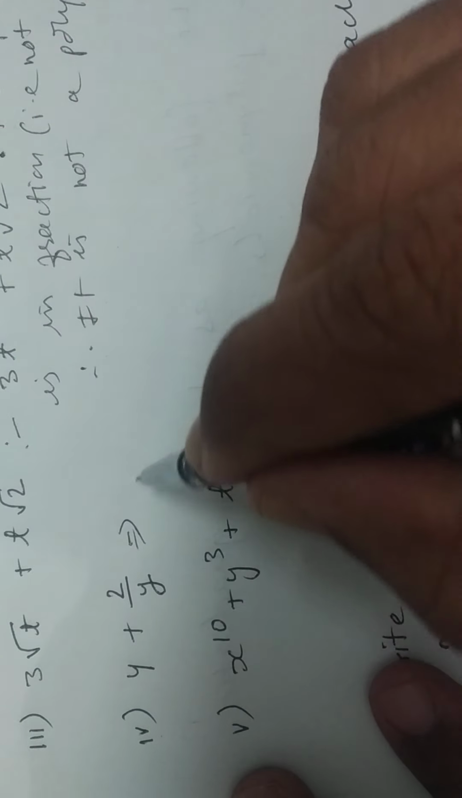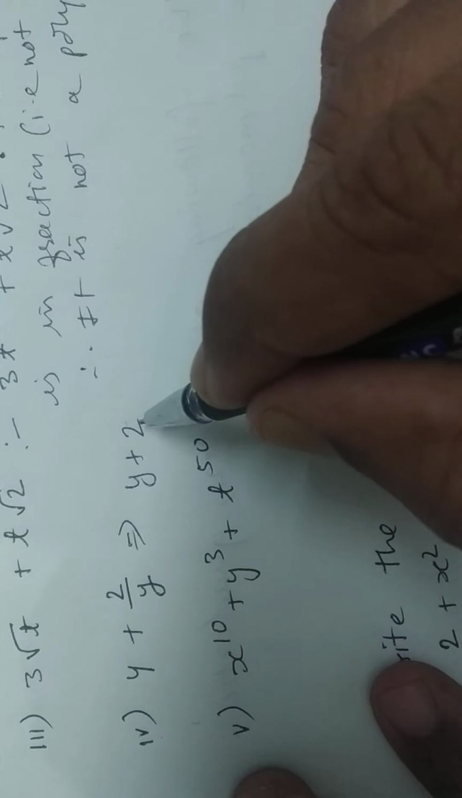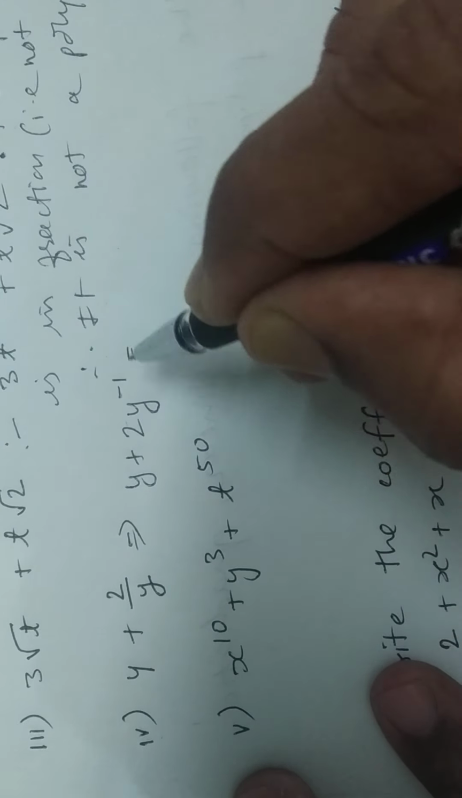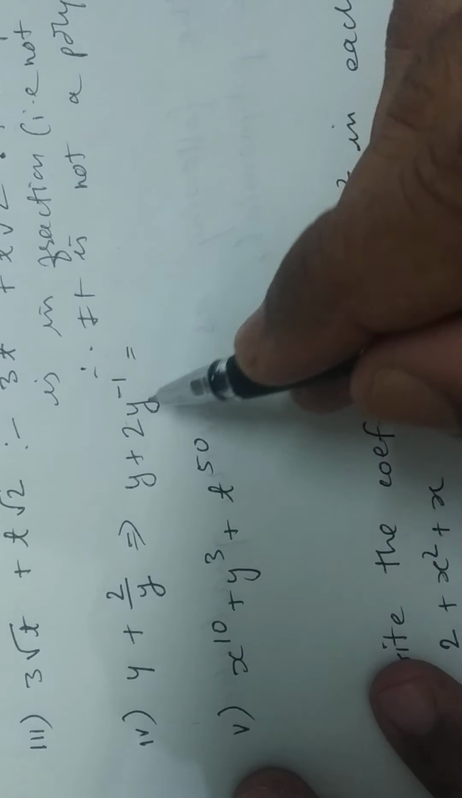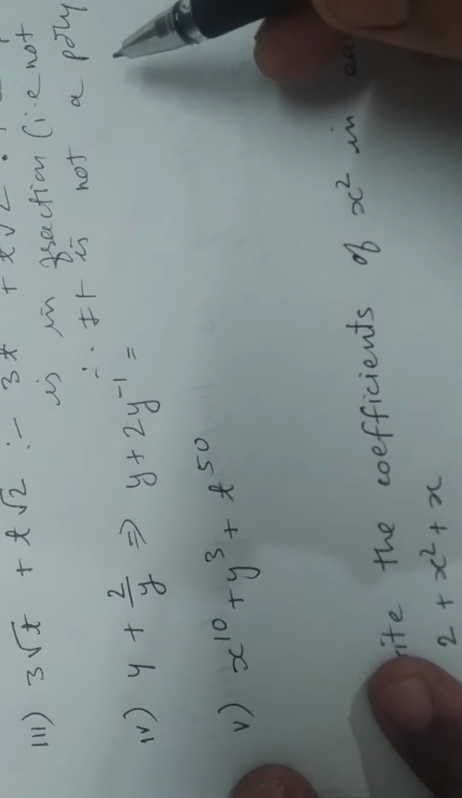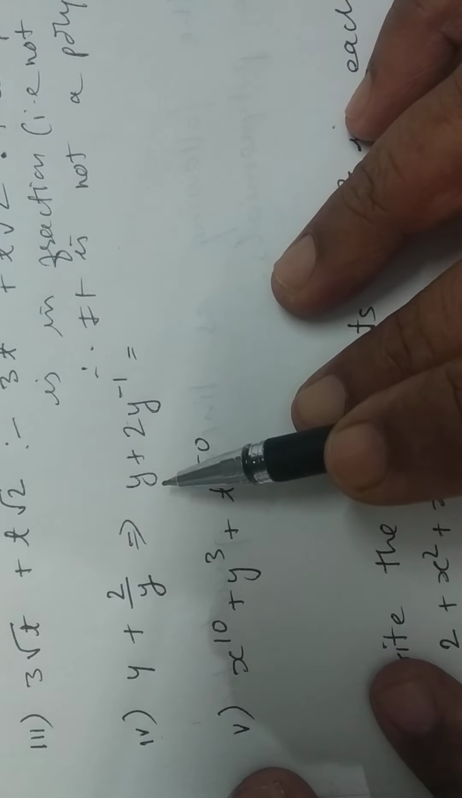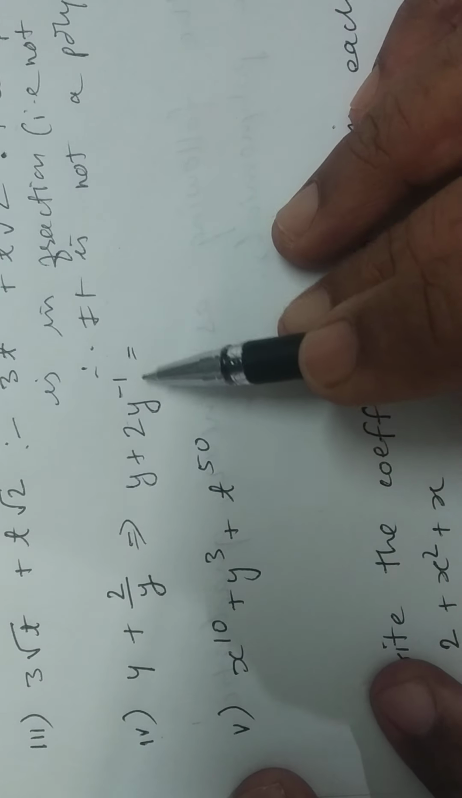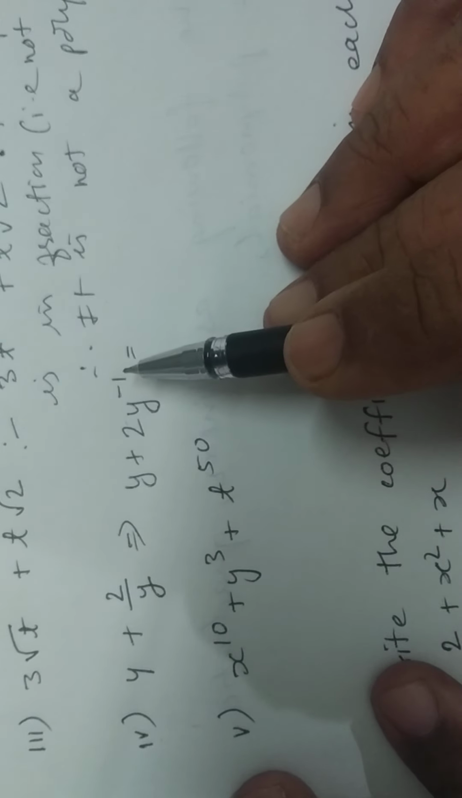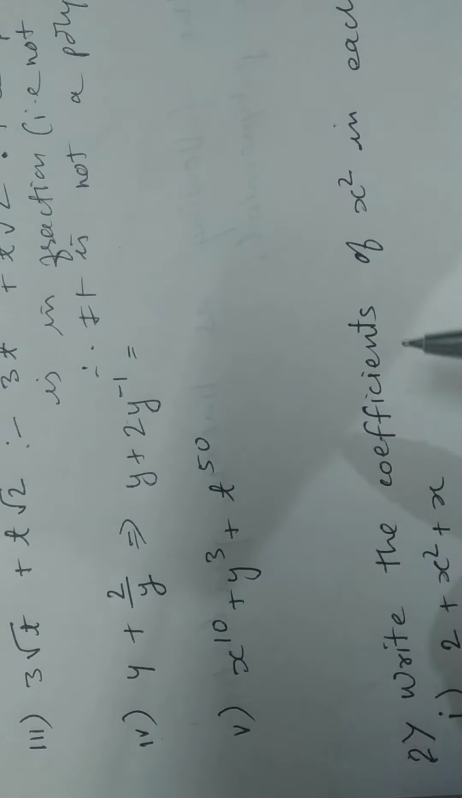Now see here, y plus 2 by y. It can be simplified as y plus 2 y power minus 1, as this will go up and become minus 1. So here the power of the variable is negative, that is not a whole number. Therefore it is also not a polynomial. You have to write down completely: since the power of the variable is negative, that is not a whole number, therefore it is not a polynomial in one variable.